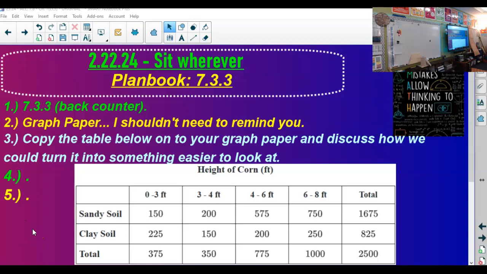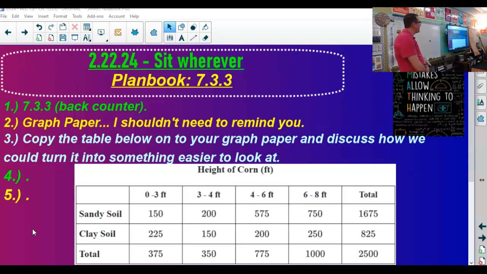So, what you're actively doing right now, not just staring at the wall, is copying down that height of corn table. It's a table about corn. It's a corn table. I know, it's a little corny.